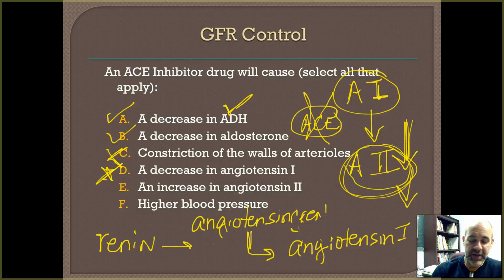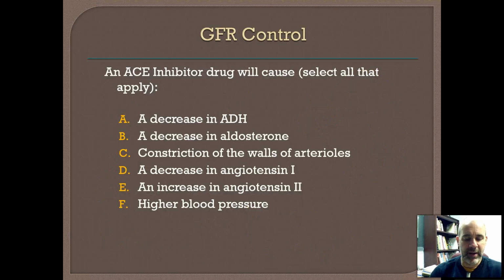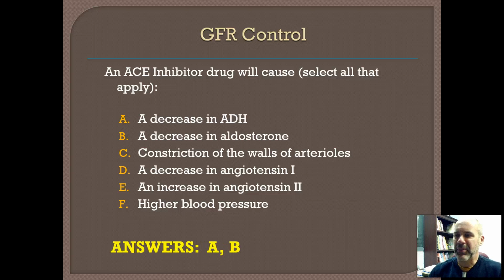An increase in angiotensin 2? No. And how about higher blood pressure? Hopefully not. If you're on an ACE inhibitor drug, the whole point is to try to lower your blood pressure. It doesn't work in everybody because blood pressure regulation is very complex and lots of things impact blood pressure. Your answers there are A and B.